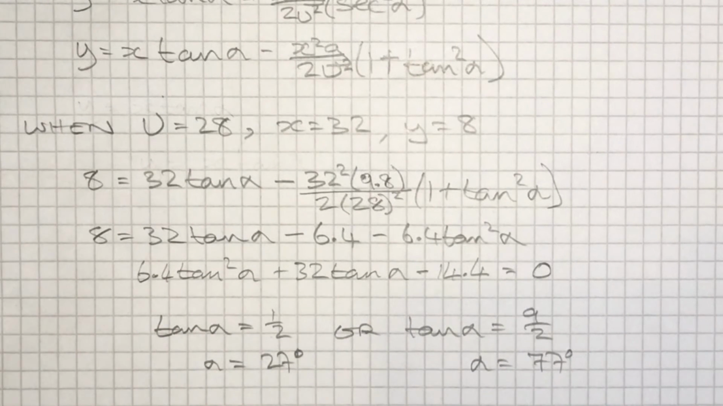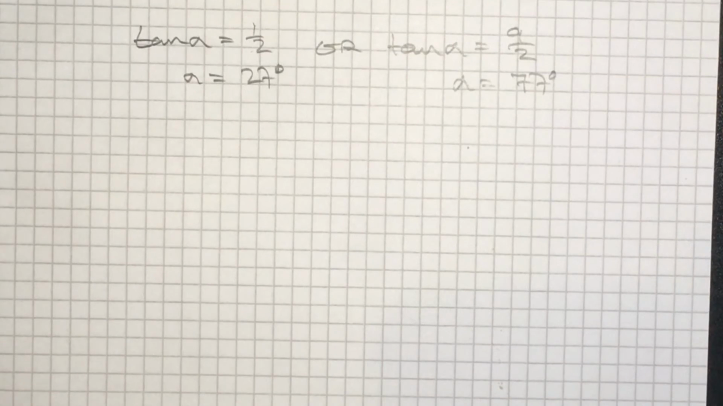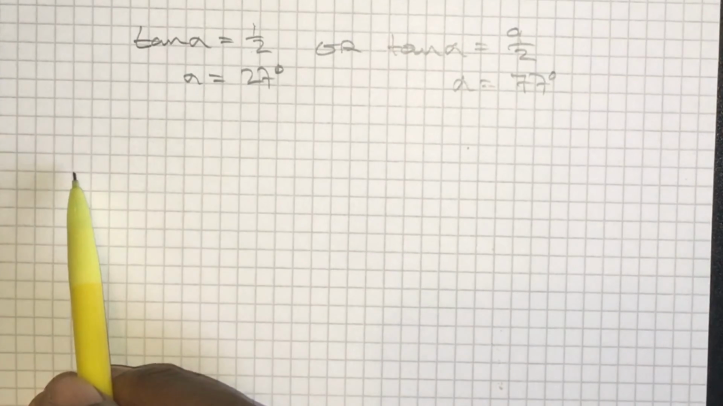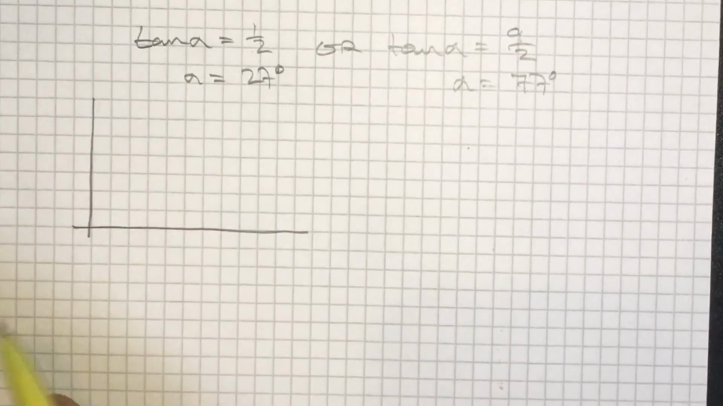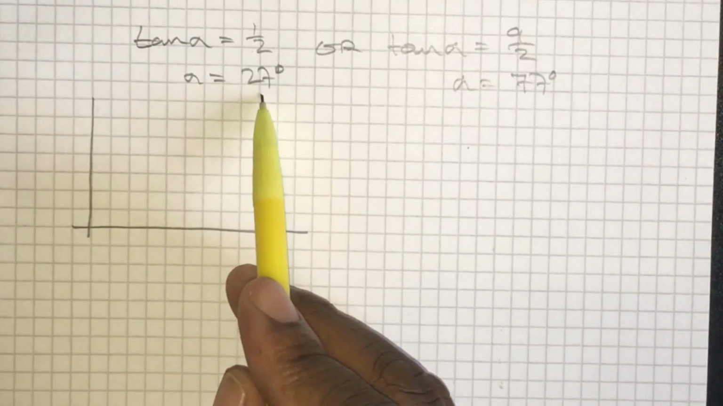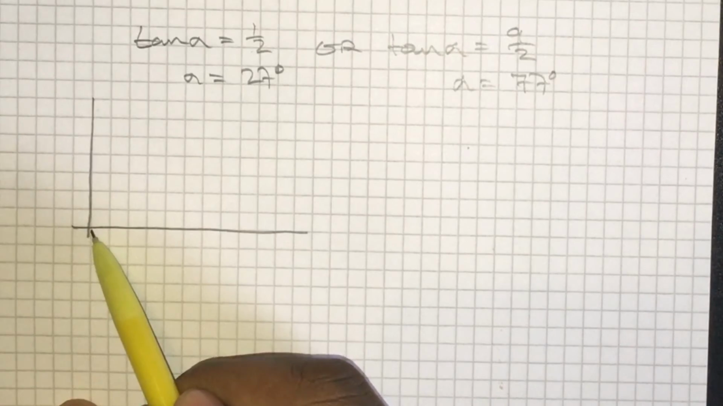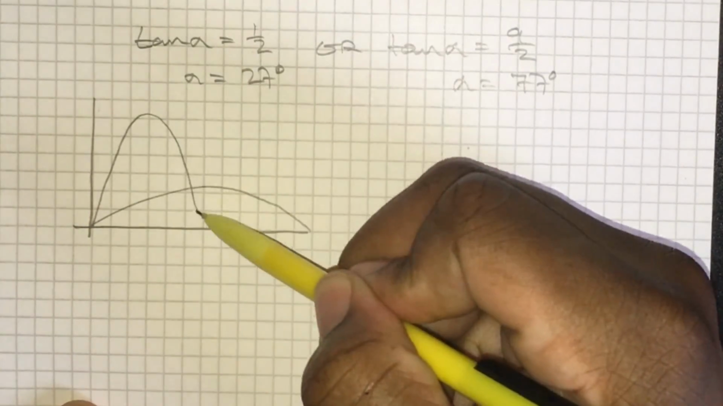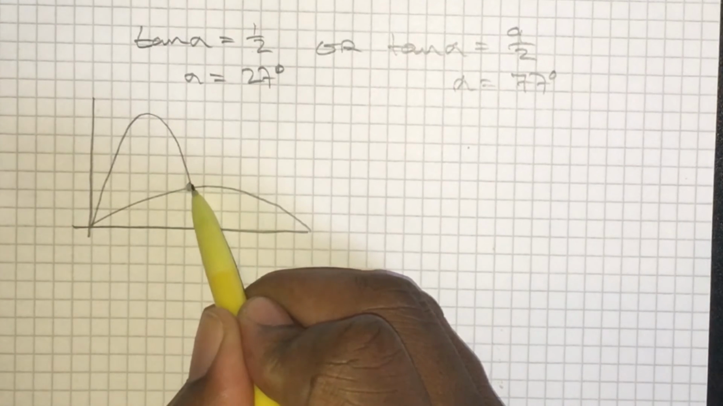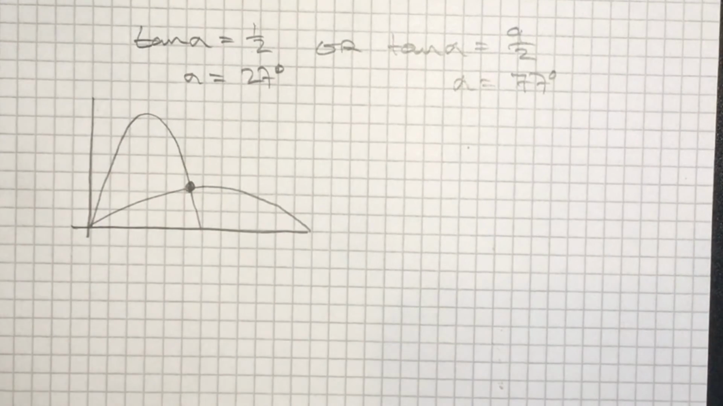Okay, so the two possible angles of projection that would make us go through the coordinates 32, 8 are 27 degrees and 77 degrees. If you're finding it hard to visualize how come two different angles can get us to go through that same coordinate point, it's because I either have a very steep projection or a very shallow projection. The shallow one, I go through that point on the way up, and the steep one, I go through that point on the way down.